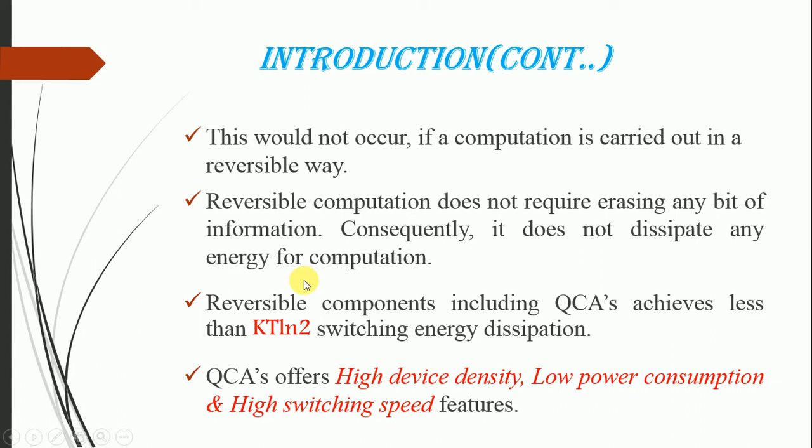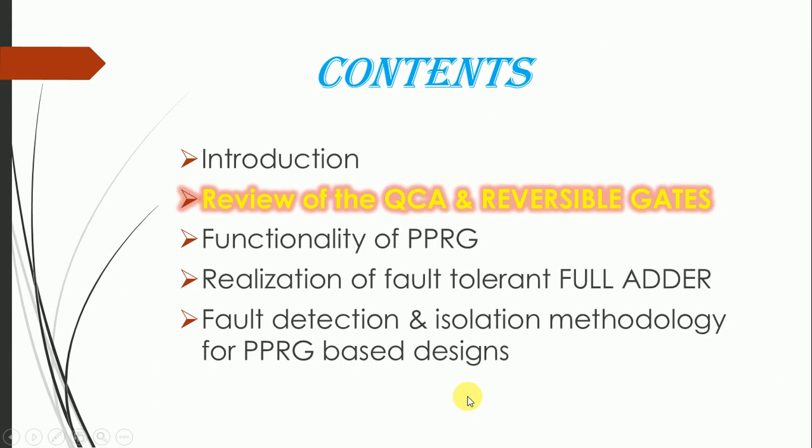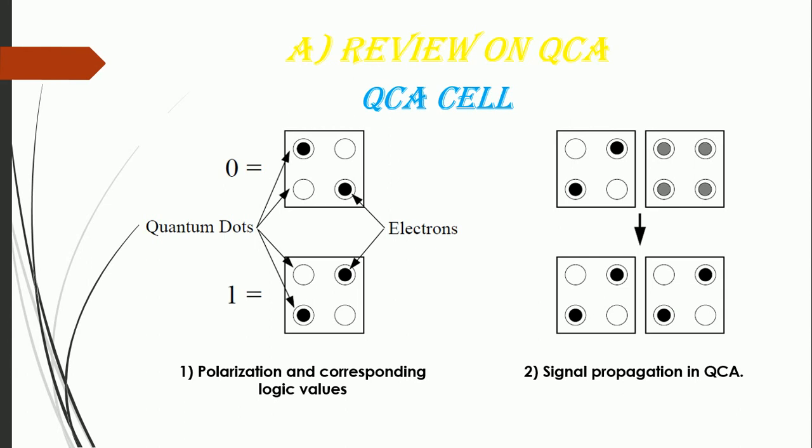Then reversible computation in QCAs can achieve less than kT ln 2 switching energy dissipation. QCA techniques are used to design PPRGs. QCAs offer high device density, low power consumption, and high switching speed. Then moving on to the review of QCA and reversible gates. Review on QCAs, and the first part is the QCA cell.